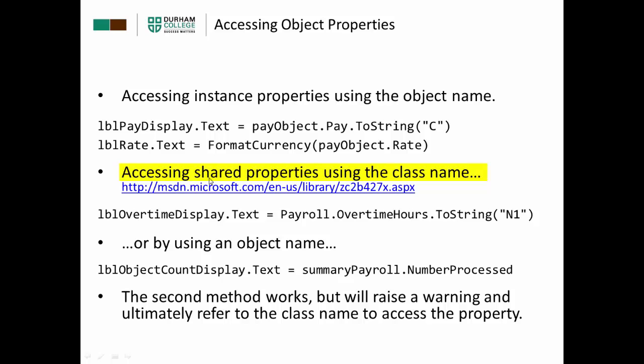So it's possible also to access the shared property using the class name. Actually, that's usually what you'll do. So here in this case it was payroll.overtimehours.toString. Or you can use the object name, which works but raises a warning and really doesn't save you any confusion or time. That's about all I need to say about accessing object properties, and that means we're done this series on object-oriented programming. Until I find there's a little fire I need to put out or something.